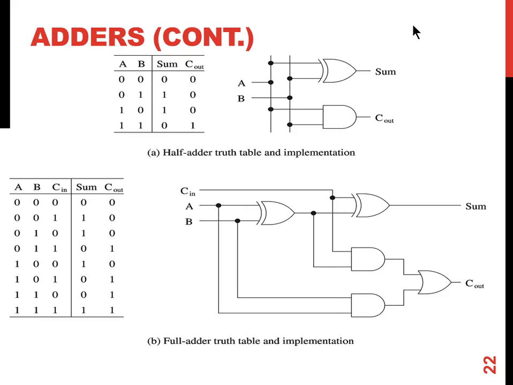There are two kinds of adders. One is a half adder, the second is a full adder. Half adder is a circuit where you have two inputs A and B. There are two outputs, sum and C out.